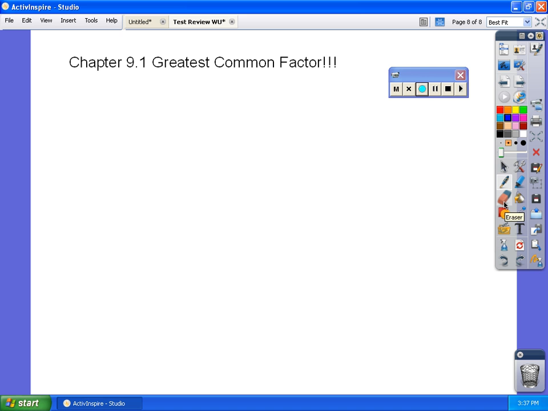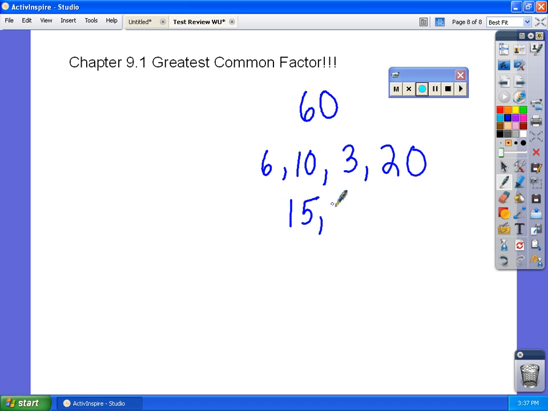And remember, factors are two numbers that, when multiplied, make up another number. So for instance, the number 60, factors of it could be 6 and 10, could be 3 and 20, could be 15 and 4, because 15 times 4 gets you 60. Also, 1 times 60.